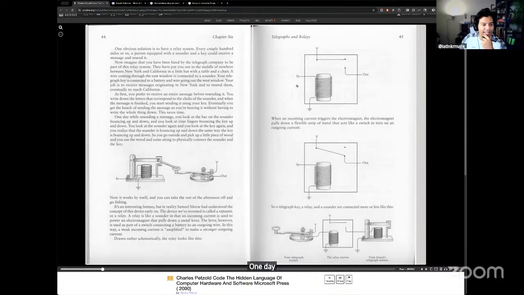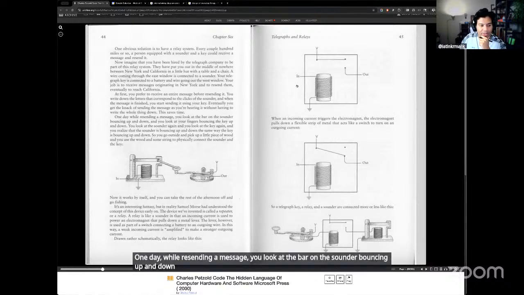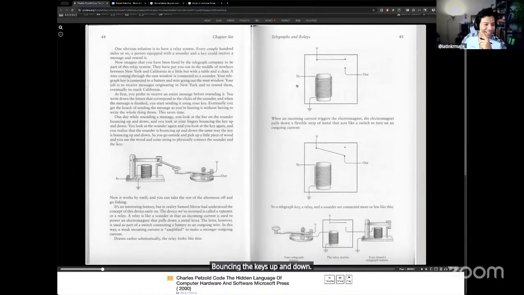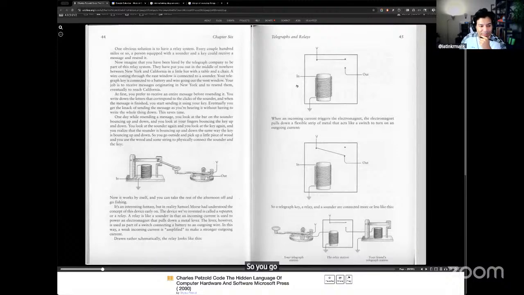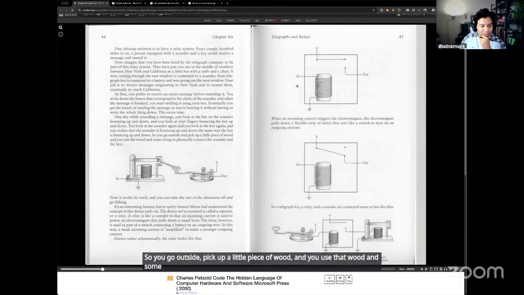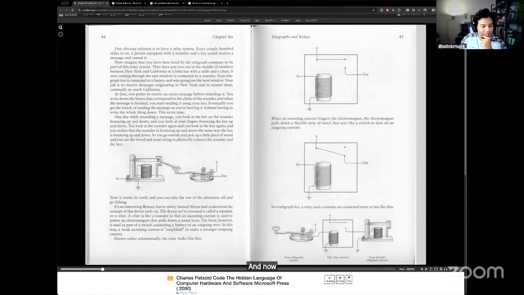One day, while resending a message, you look at the bar on the sounder bouncing up and down, and you look at your fingers bouncing the key up and down. You look at the sounder again, and you look at the key again, and you realize that the sounder is bouncing up and down the same way the key is. So you go outside, pick up a little piece of wood, and you use that wood and some string to physically connect the sounder and the key. So something like this. And now it works by itself.